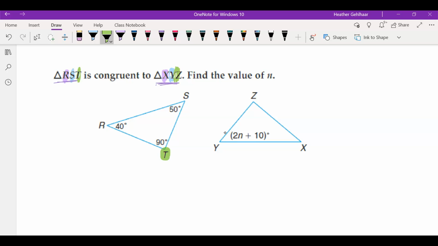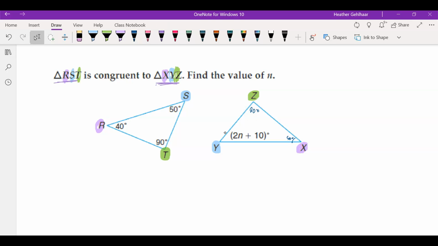So T and Z, then we have S and Y. And notice how I'm highlighting. It's going to make things visually 100 times easier to find what is corresponding to what. And then R and X. So that means R and X are going to be congruent. So this is going to be 40 degrees. Okay, Z and T are the same. So this would be 90 degrees.